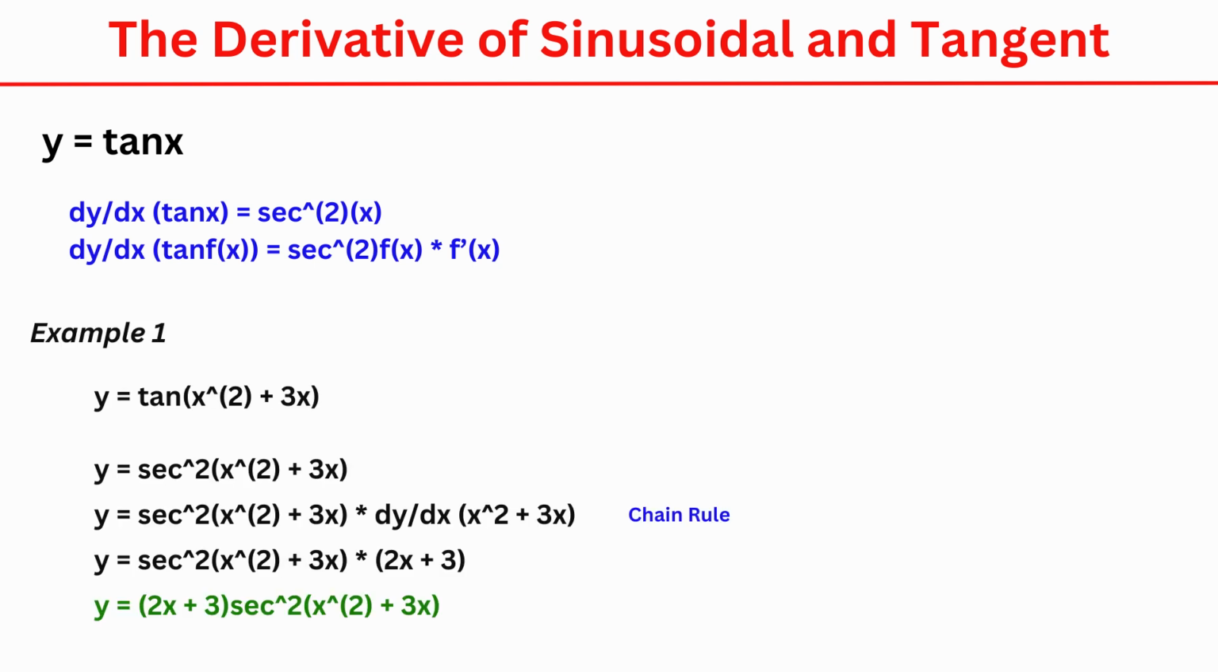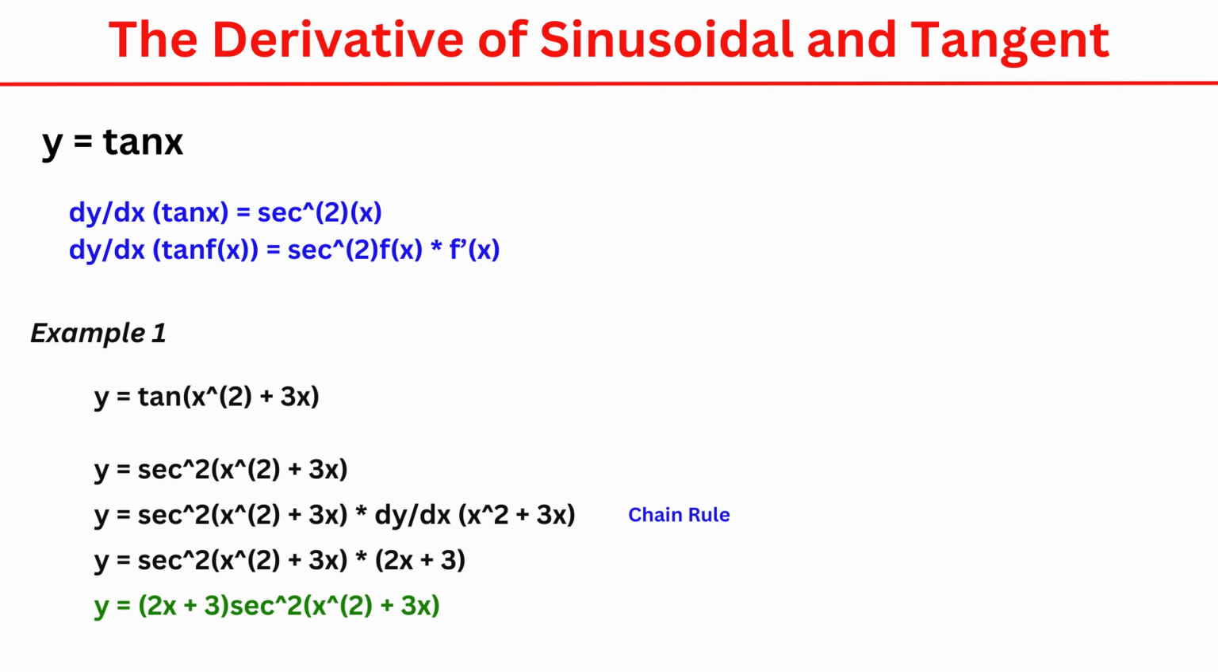Here we can see we need to find the derivative for y equals tan parentheses x to the power of 2 plus 3x. We can first start off by using the chain rule when finding the derivative. This gives us the answer 2x plus 3 sec to the power of 2 parentheses x to the power of 2 plus 3x.